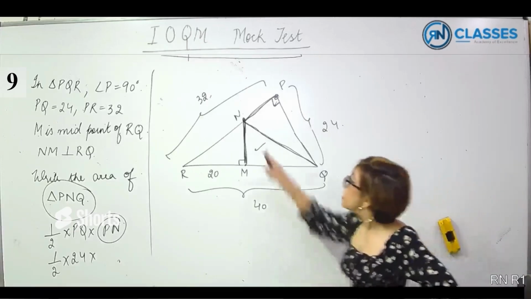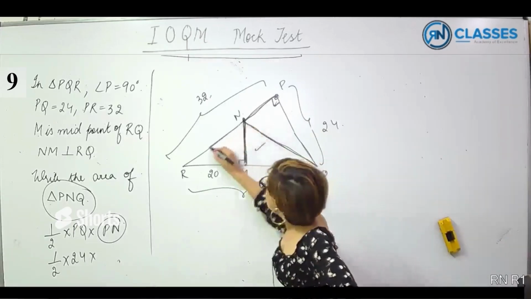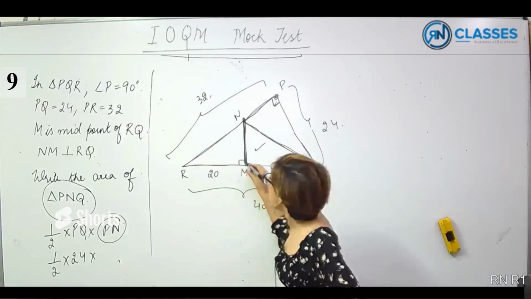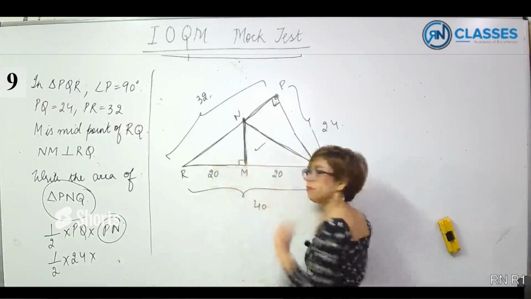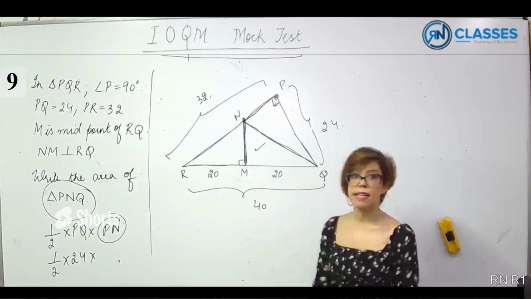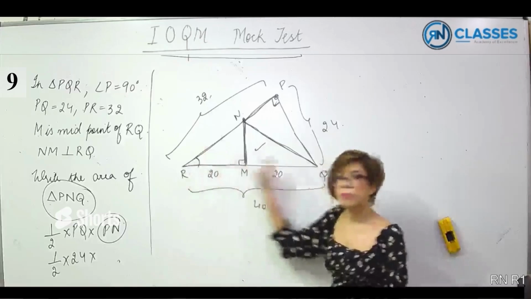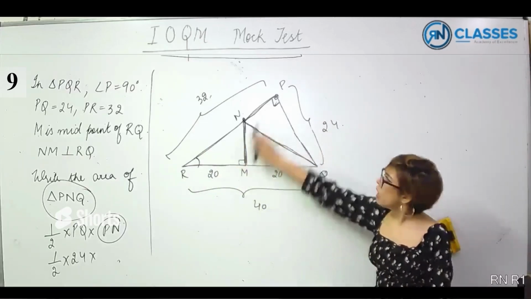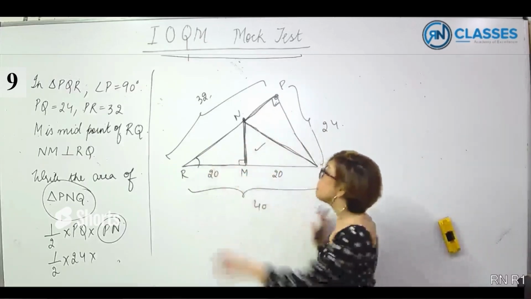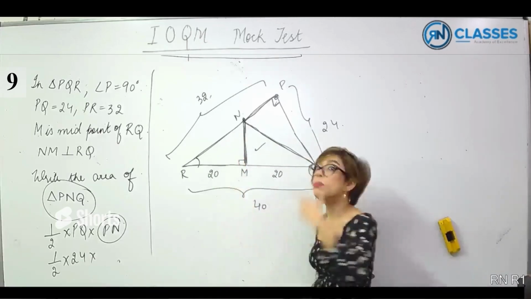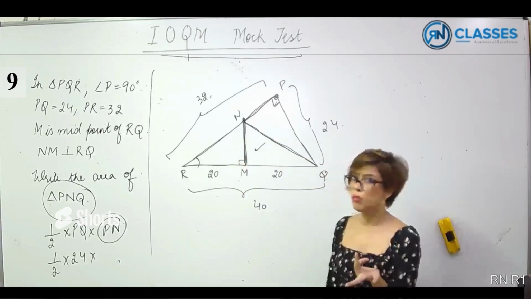Now, in order to find NM, I need to think about it. Now, NM is involved in this triangle, NRM. Right? What is so special about this tiny triangle? Right? Obviously 90 degrees is there. Also, it shares an angle with the bigger triangle. Right? 90, 90. Shares an angle. That means this triangle is similar to the big one. Right? Maybe I can use this.